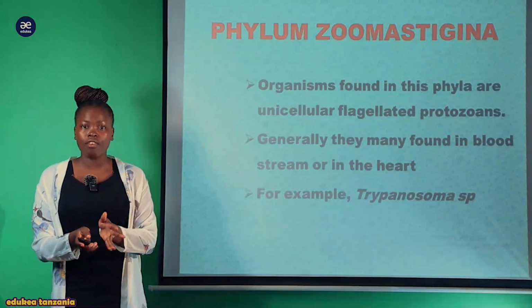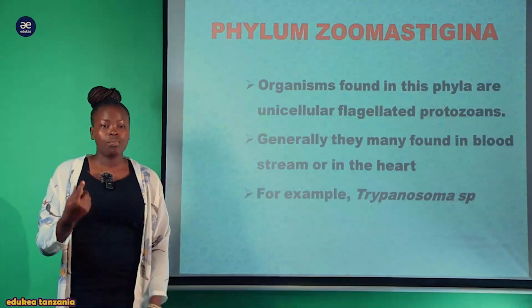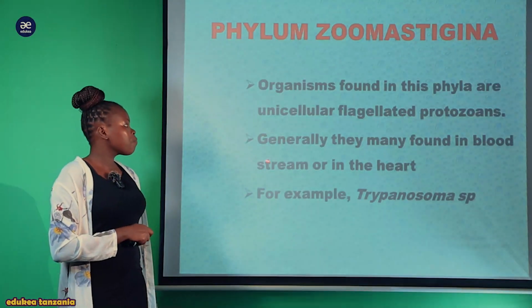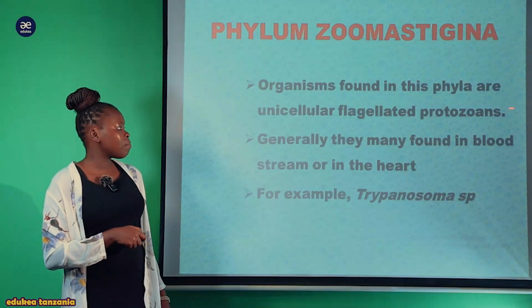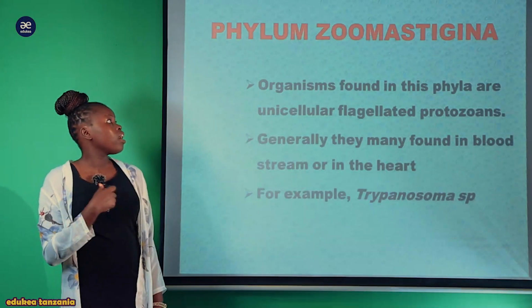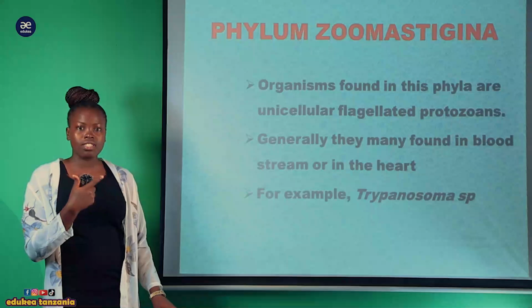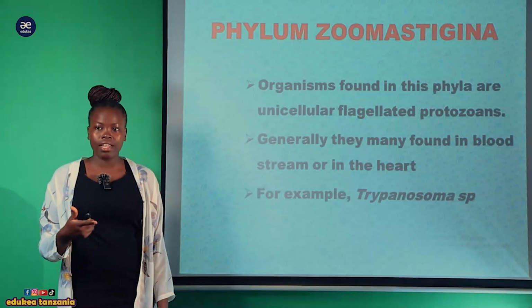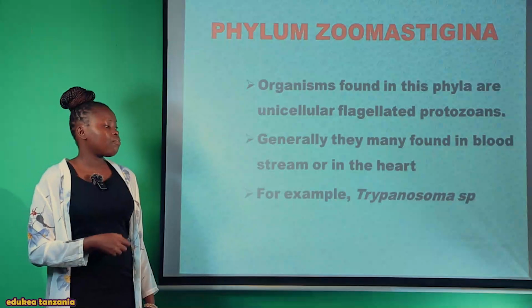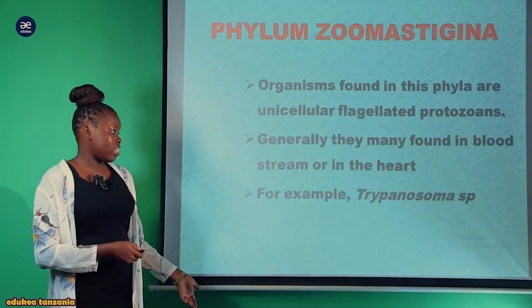Also, generally they are found in the bloodstream or in the heart. These trypanozoa are an example of the organisms found in this phylum of Zomastignia. They prefer to live in the bloodstream and also in the heart. And the example is this trypanosoma species. And this is the structure of the trypanosoma species.